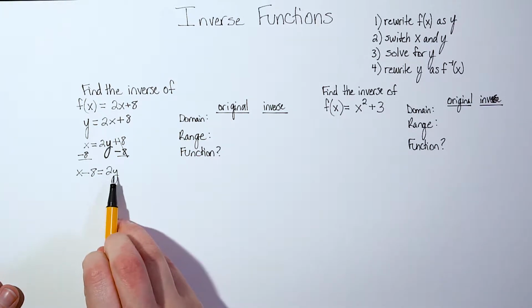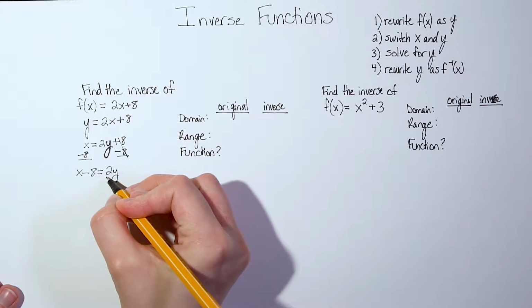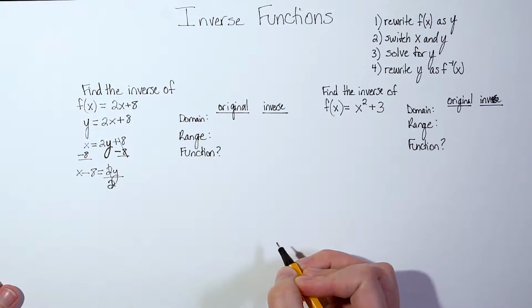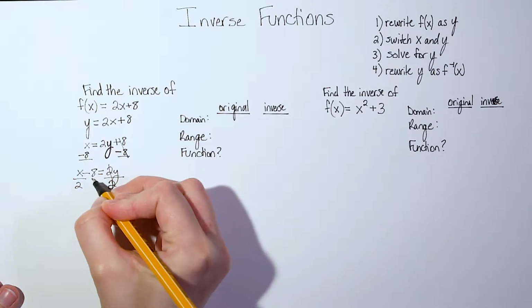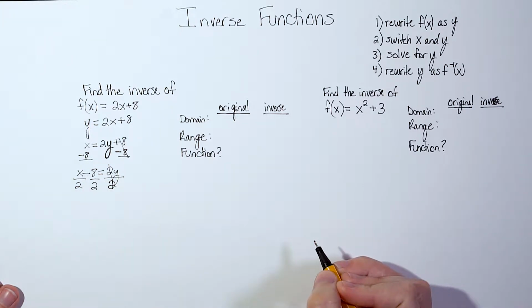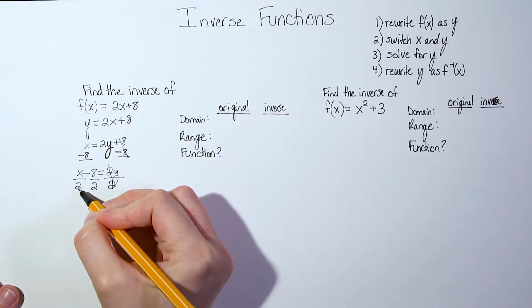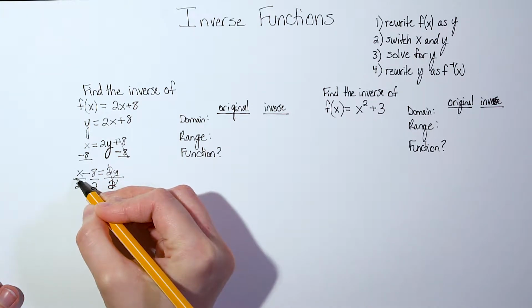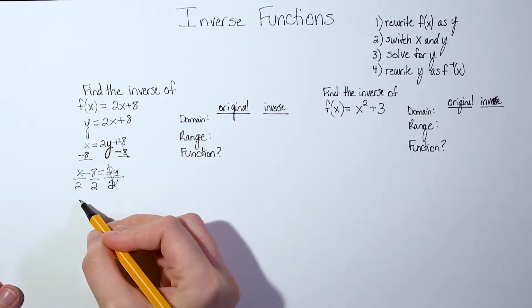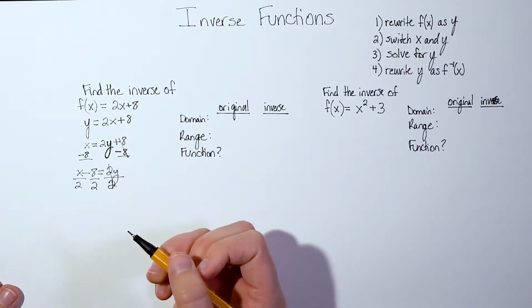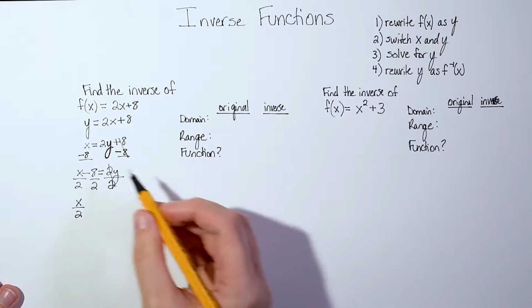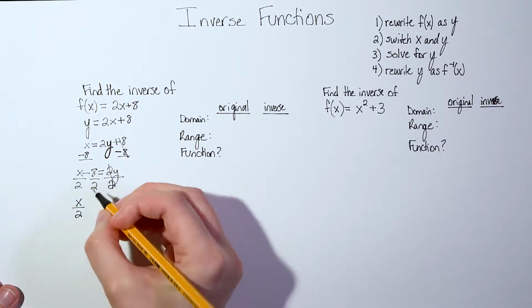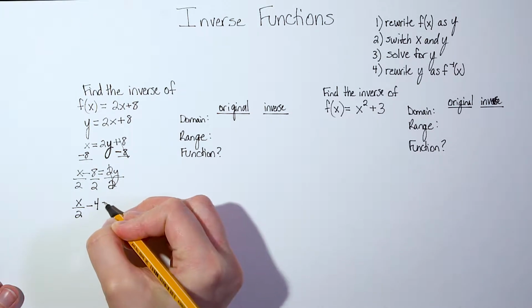Remember, this is 2 times y, and how do I undo times? I divide. And when I divide by 2 on this side, I've got to divide by 2 on every single part of the other side. So x divided by 2, remember there's an understood 1 in front of that x, so you could either write this as x over 2, or you could write it as 1/2 with a little x on the side. Either way is fine. I'm just going to write it as x over 2. And this is -8 divided by 2, which is -4. And we got our equals y.